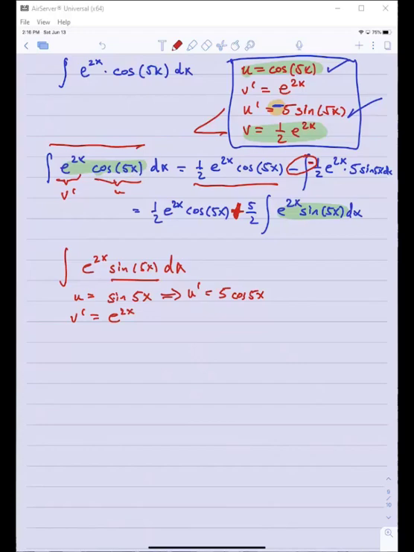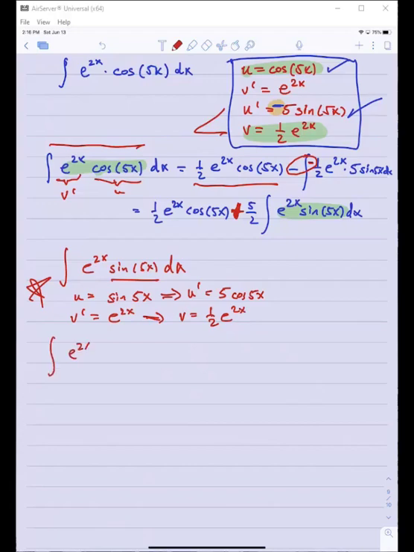So would I have caught this later on? Yes. The problem's not going to work out if the sign was left in mistaken form. So I've caught it now. If you catch it later, you'll see what goes wrong if that sign's not correct. You'll see here in a second. All right, so let's go back to our integration down here. We said u is sine 5x, so u prime should be 5 cosine 5x. What's v? It should be 1 half e to the 2x.